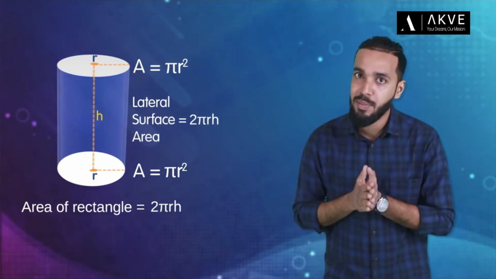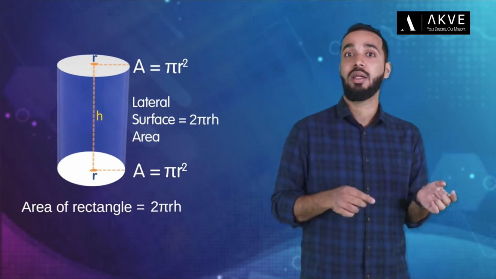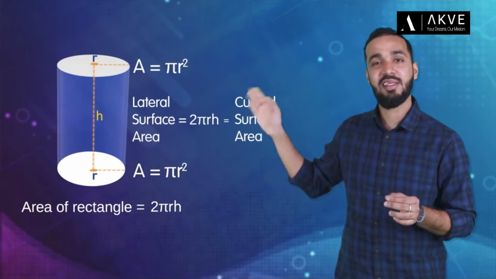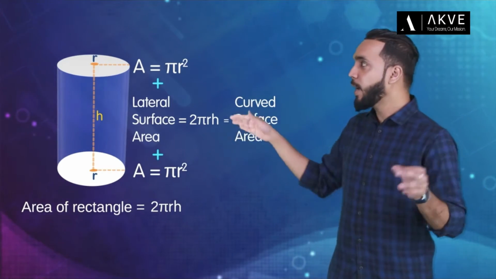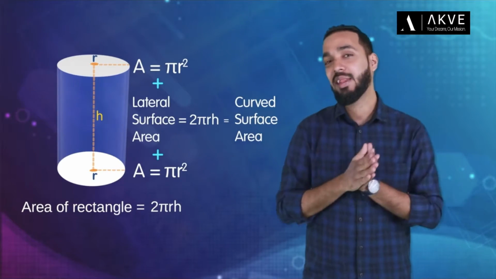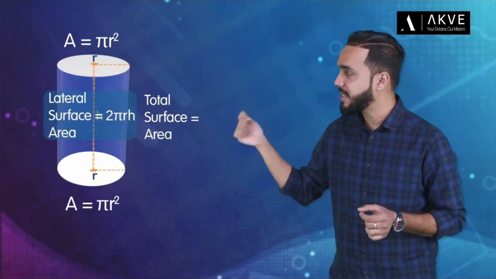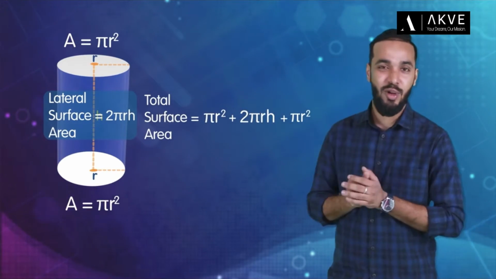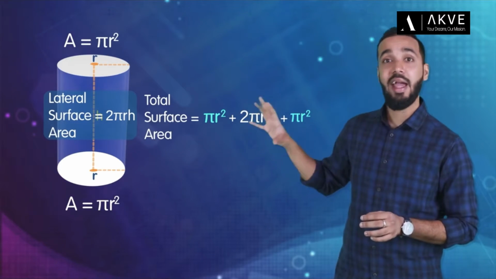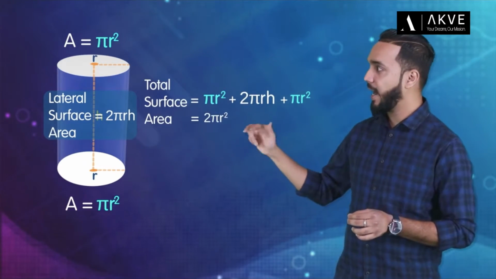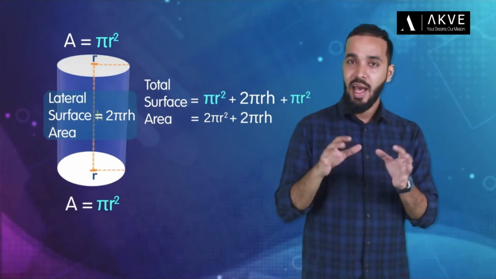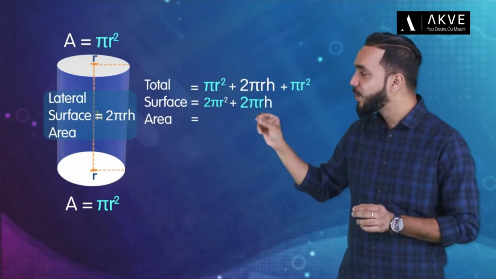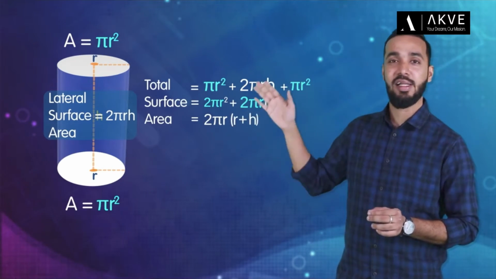Now, you must remember that the lateral surface area of a cylinder is sometimes also known as its curved surface area. So now, adding all the areas up, we get the total surface area of this cylinder is equal to pi r squared plus 2 pi r h plus pi r squared. Then, adding the like terms, we get 2 pi r squared plus 2 pi r h, and then taking 2 pi r common, we finally arrive at 2 pi r into (r plus h).